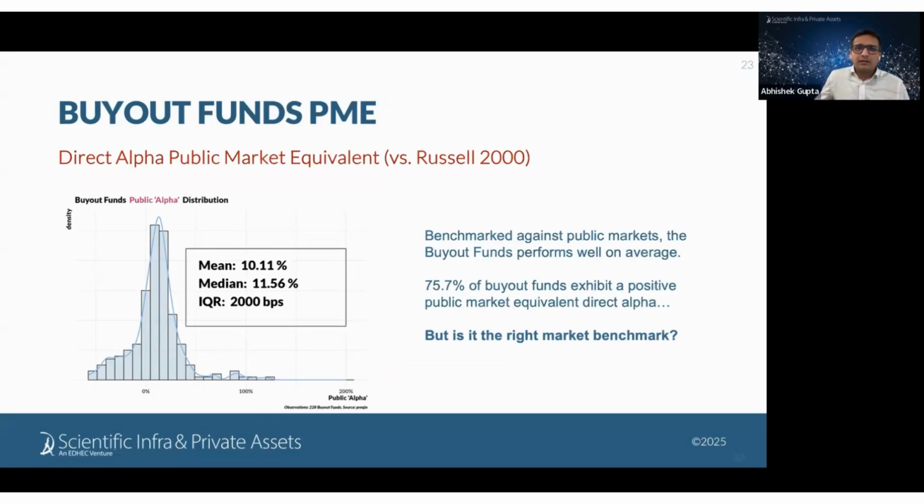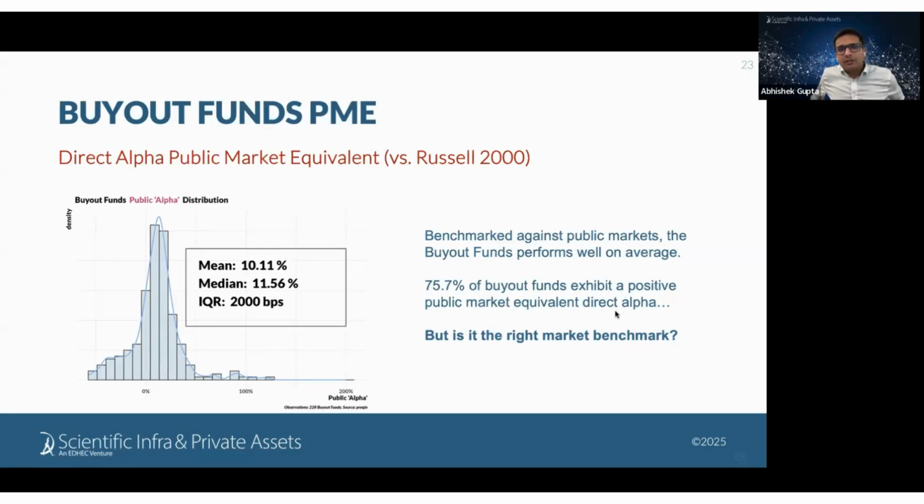Here we applied it against the Russell 2000 index and the same distribution of funds that we had earlier. We find that mean alpha is about 10%, median is about 11.5%. It's quite high, to be fair. And about 76% of the buyout funds exhibit positive public market equivalent direct alpha. So, looking at this analysis, we can say that there is value in investing in private markets in these funds because they are generating alpha.